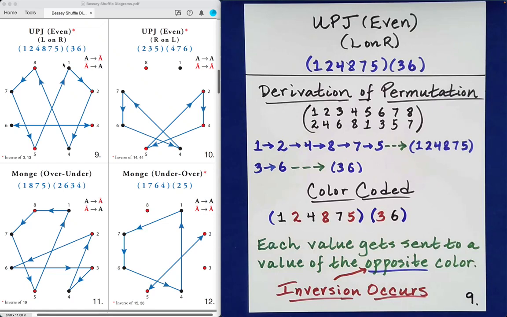And then because we have a single transposition right here, 3 and 6, we'll get a double arrow between values 3 and 6. So for each time you perform that shuffle, 3 gets sent to 6 and 6 gets sent to 3. So they just switch places. And of course, if they switch places 6 times, they're back in their original locations. And up here, we've noted the fact that inversion has indeed occurred.